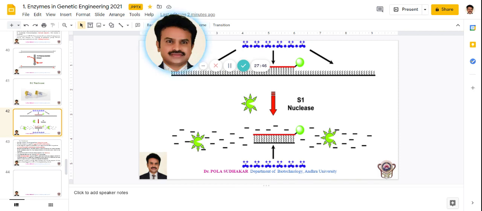S1 nuclease enzyme can also cleave single-stranded areas of superhelical DNA at torsional stress points where DNA may be unpaired or weakly hydrogen bonded. Once the superhelical DNA is nicked, S1 nuclease enzyme can cleave the second strand near the nick to generate linear DNA.